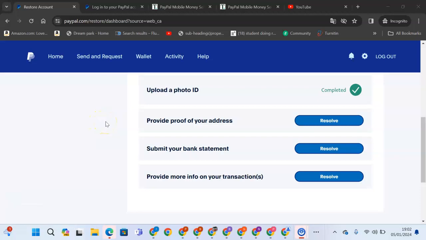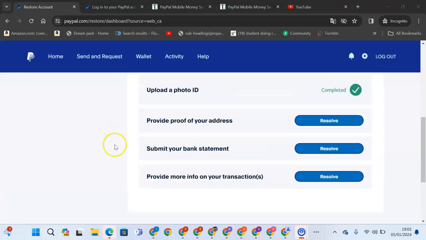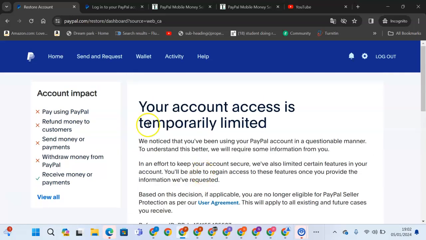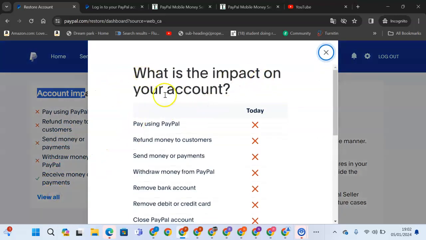I'm solving this temporary limit where we are told that we need to provide proof of address, submit your bank statement, and provide more information about the transaction. So my PayPal has been limited. This is the impact on the PayPal. Once I come here, I can see what the impact is on your PayPal.